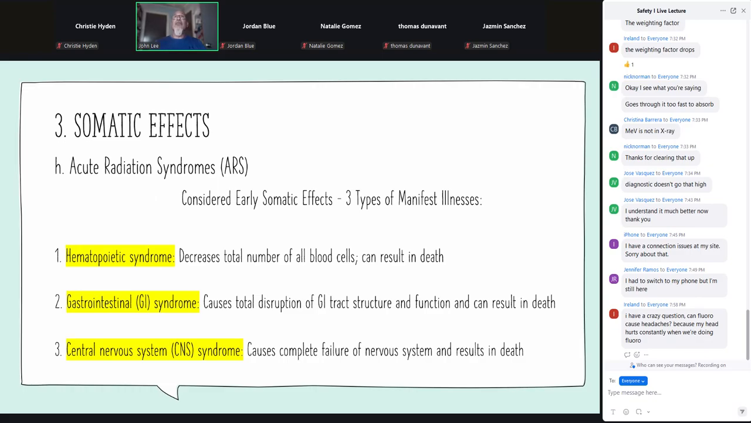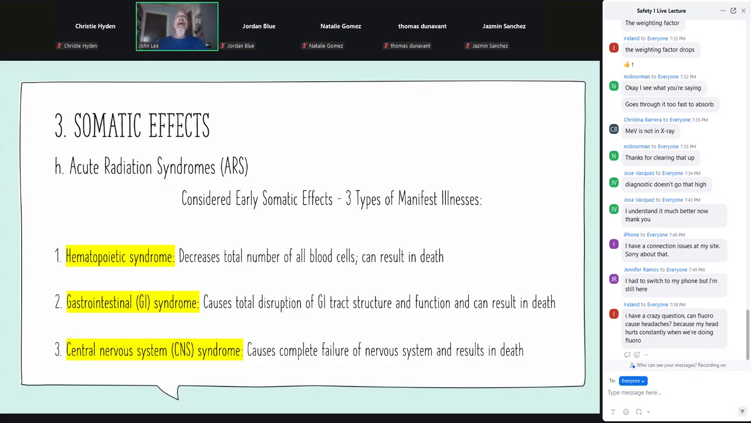So the early somatic effects are the three types of manifest illnesses that will occur with acute radiation syndrome. The first, of course, is the hematopoietic syndrome, where we get a depression in the blood count. So leukocytes, erythrocytes, all of the blood cells are just not reproducing enough, and we're getting a low count. The cells are dying. They can result in death.